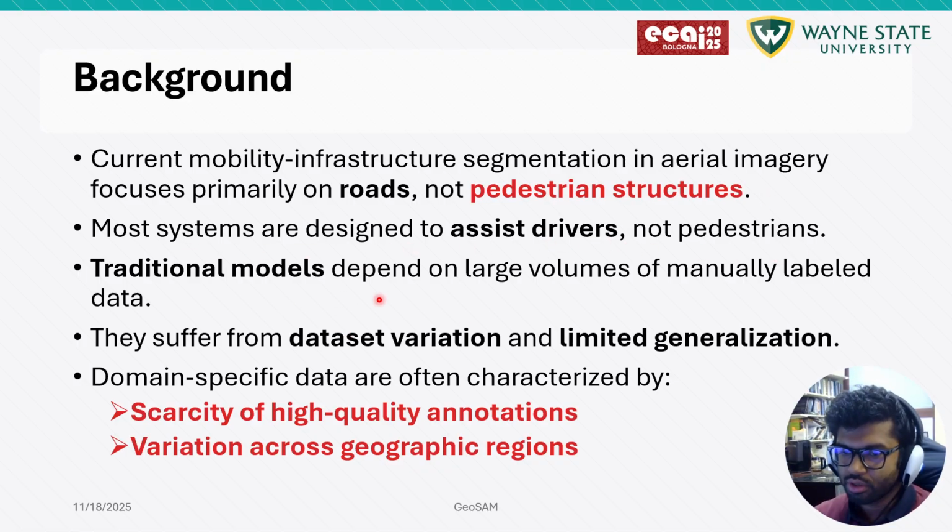Most traditional models depend on large volumes of manually labeled data to make good predictions. They also suffer from dataset variation and limited generalization. If we have a data distribution shift, the model doesn't perform that well. This kind of specific data is often characterized by scarcity of high quality human annotations and also variation across geographic regions.